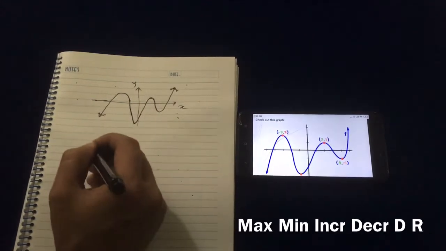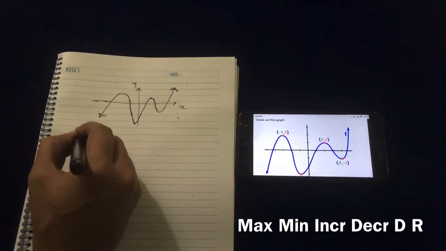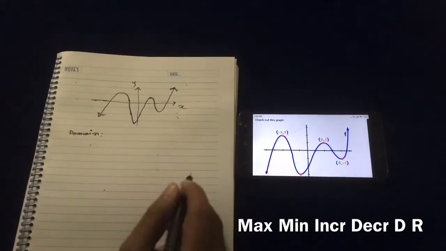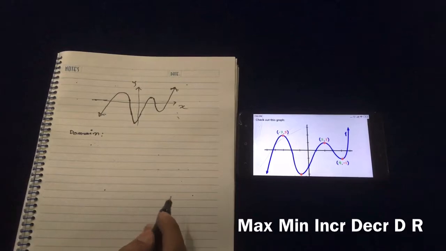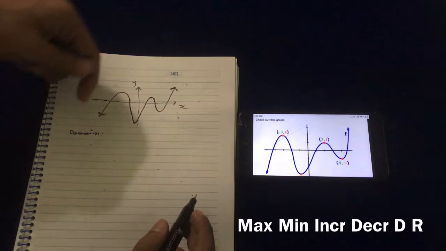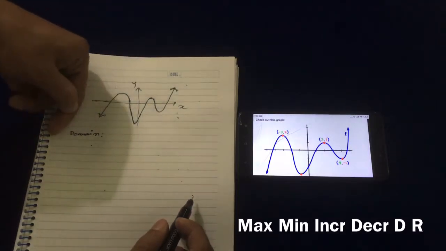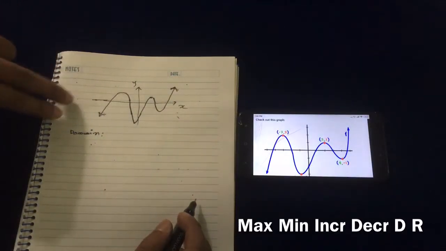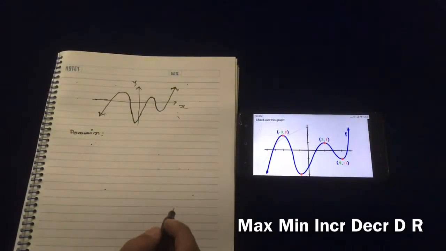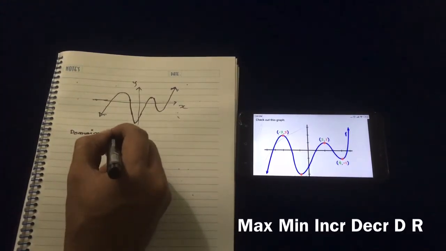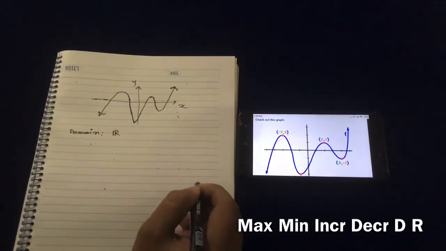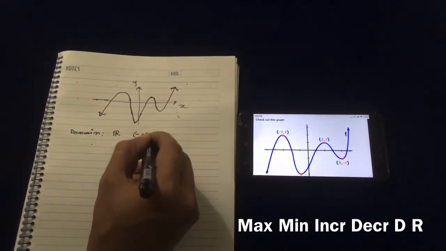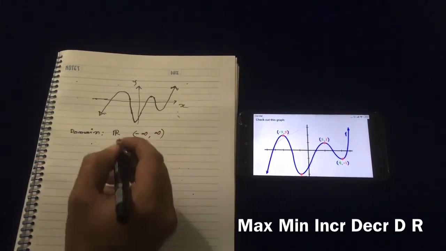Okay, so let's try to find out the domain first from this graph. Domain. So domain is what? Look at this graph. Although we do not have the equation of this graph, the general trend shows the graph is going this side forever, and the graph is going that side forever also. So in this graph, domain will be all real numbers, or you can say I can write minus infinity to plus infinity also. This is also possible.